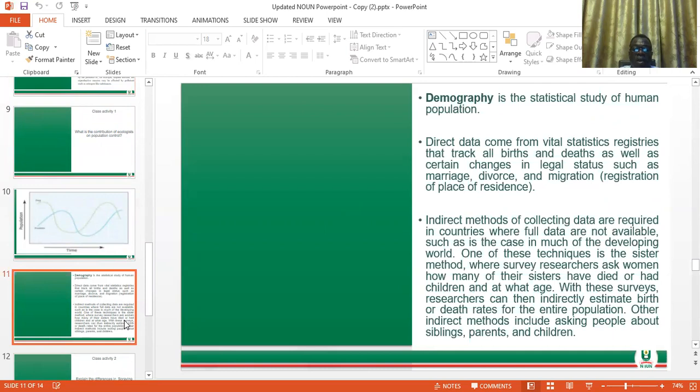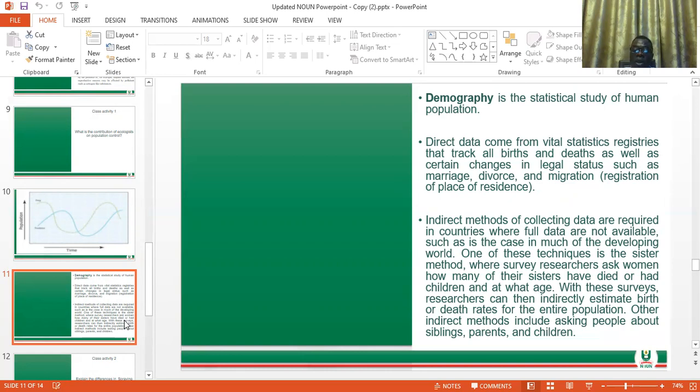I think the last one was about demography, which is the statistical study of human population. When you talk about human growth, there has to be a statistical study. There are two methods: either direct data from the Vital Statistics Registry. These registries track all births and deaths, as well as certain changes in legal status, such as for those who are married, divorced, or those who have moved out or come in.